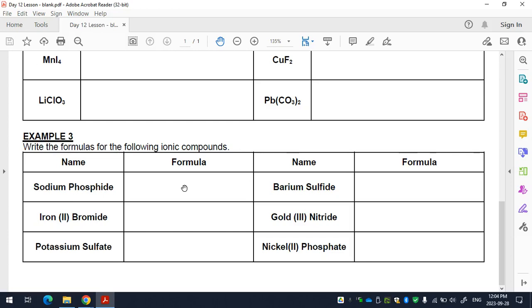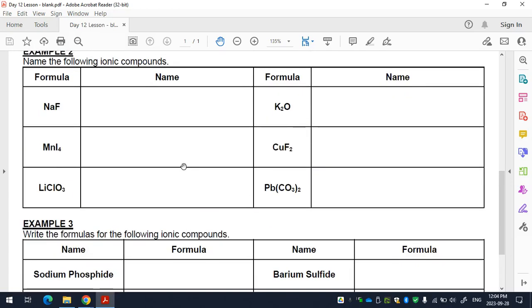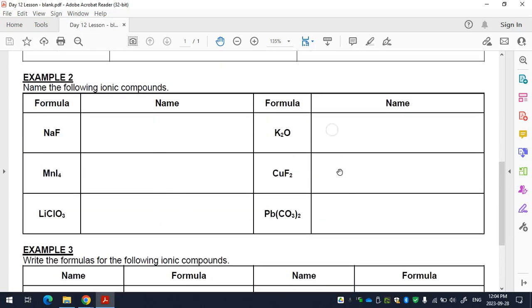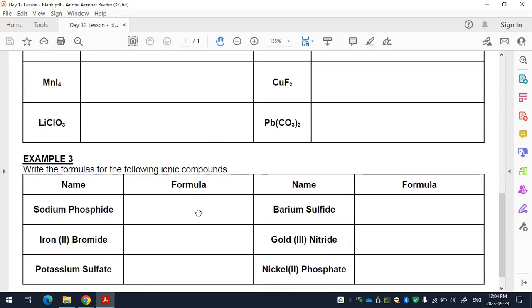By the way, each one of these is worth 1 mark. So this question is worth 6. 1, 2, 3, 4, 5, 6. This one is also worth 6. 1, 2, 3, 4, 5, 6. But by the way, if you got the name wrong here, or if you get the symbol wrong here, that doesn't mean you get a 0.